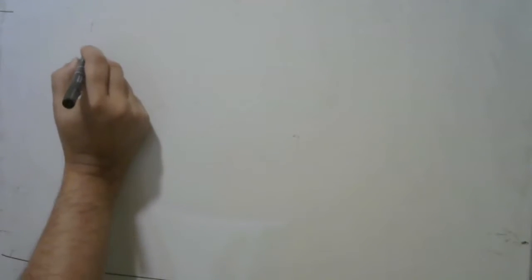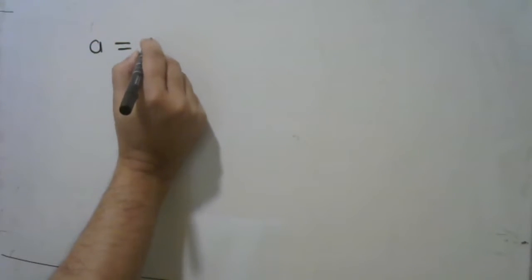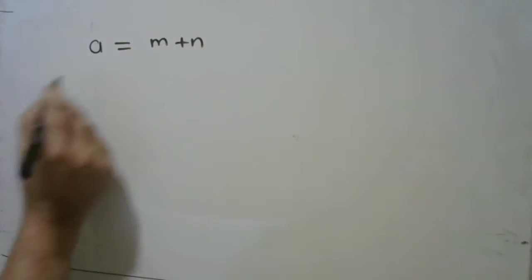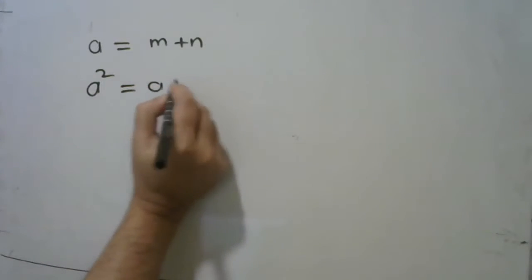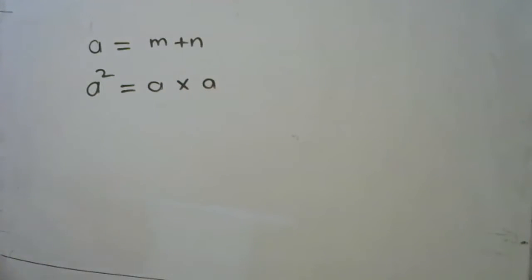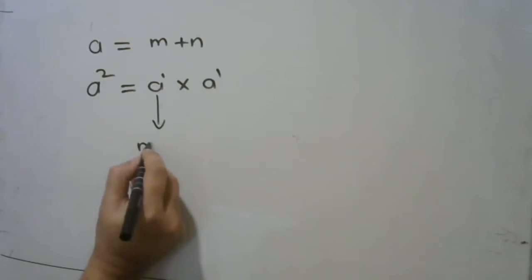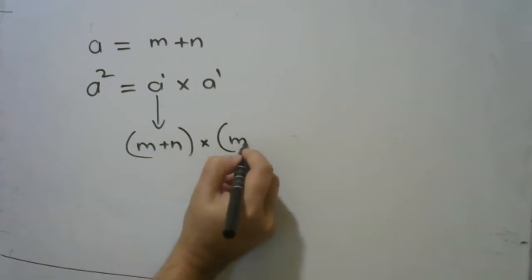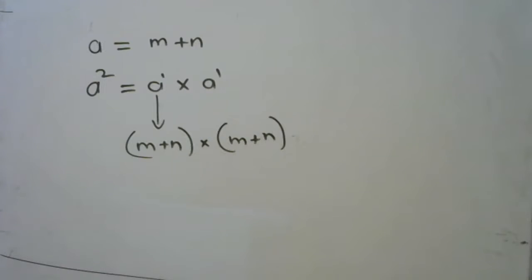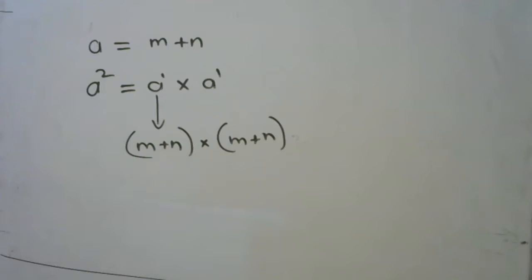So if I have, let's say, given that a is equal to m plus n, and you're asked to find what is a squared, a squared is a multiplied by a, right? This is a to the 1, a to the 1. But now you know that a is equal to m plus n. So you have to do m plus n times m plus n. Now, in terms of working this out, how do we do that?